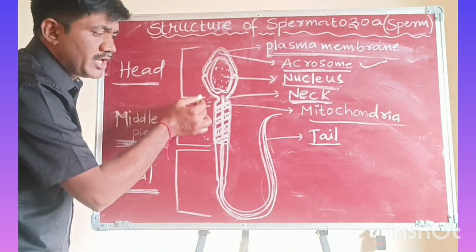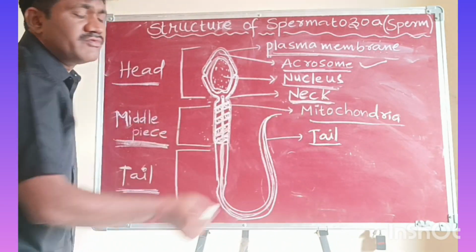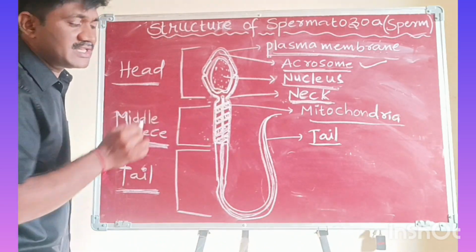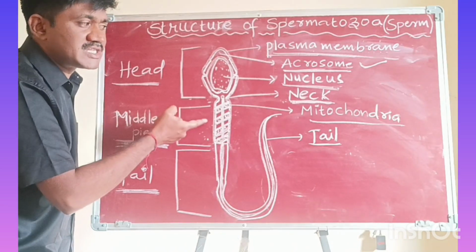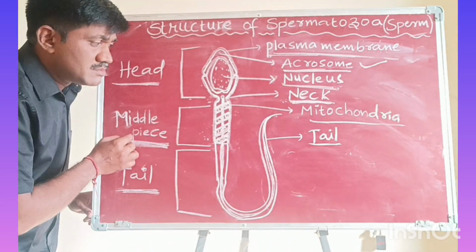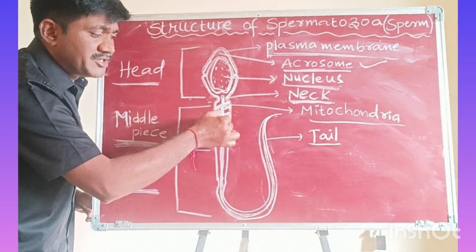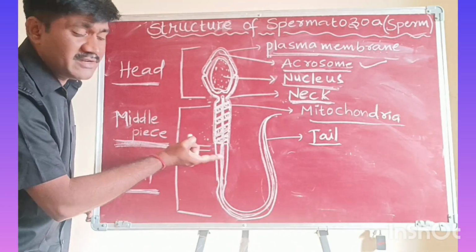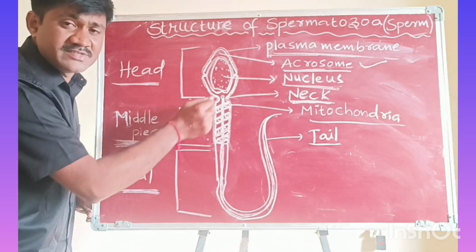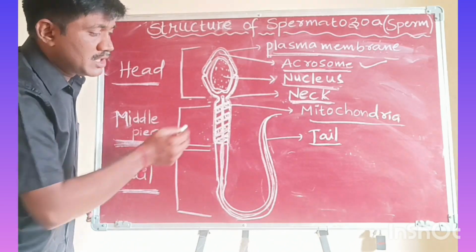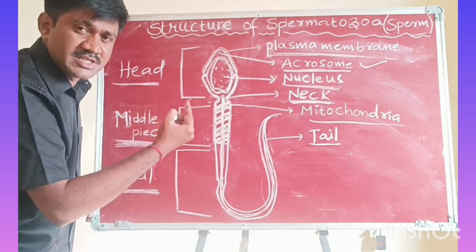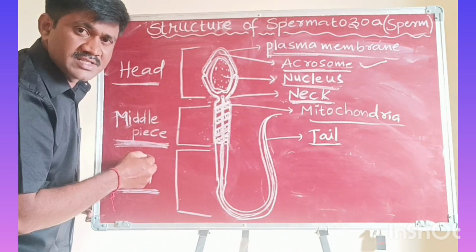Just below the head there is another region which is called the neck. This is a narrow region which connects the head and the middle piece. If we observe the middle piece, what does it generally contain? One central axial filament. This axial filament is surrounded by mitochondria, and cytoplasm is also there.